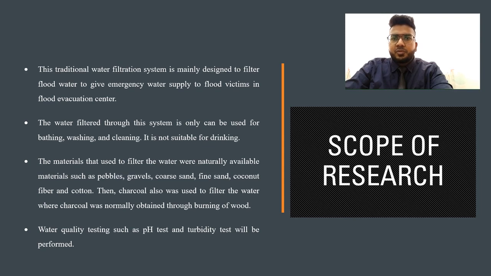The materials used to filter the water were naturally available materials such as pebbles, gravels, coarse sand, fine sand, coconut fiber and cotton. Then, charcoal was also used to filter the water, where charcoal was normally obtained through the burning of wood. Water quality testing such as the pH test and turbidity test will be performed.